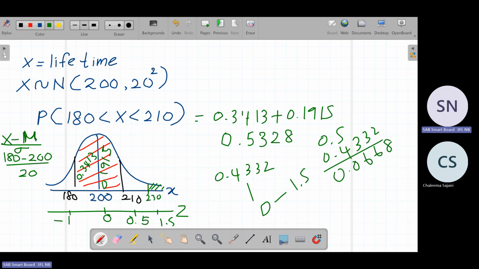Greater than 230, then the z value is 1.5. The probability for 1.5 is 0.4332. Okay, then it gives 0 to 1.5. But we need greater than 1.5. Then we take this probability, then we deduct it from 0.5. Then you can take the probability of this. It's clear?